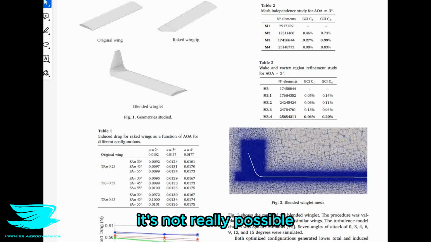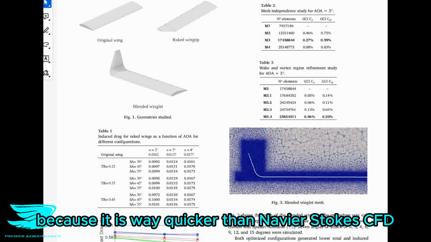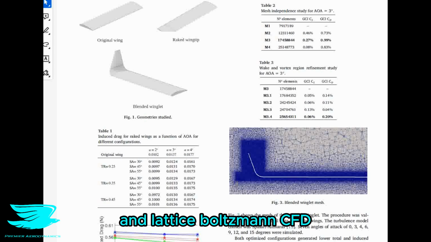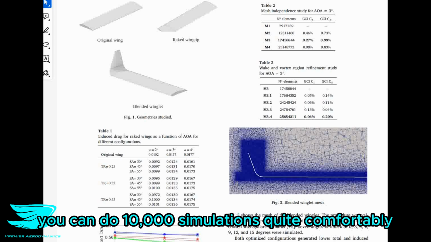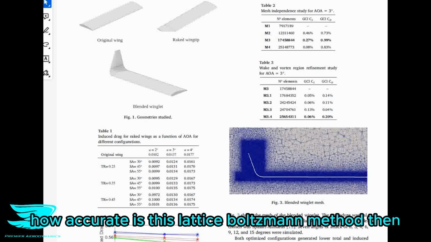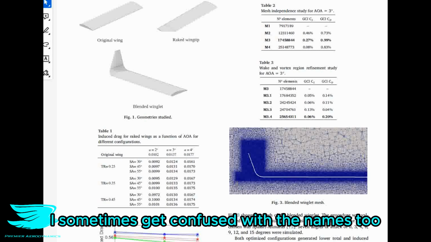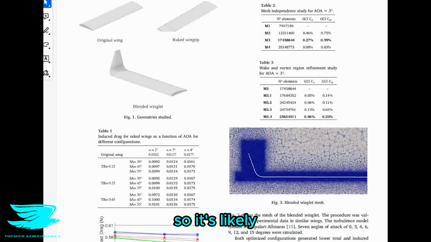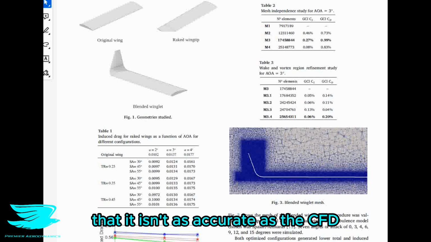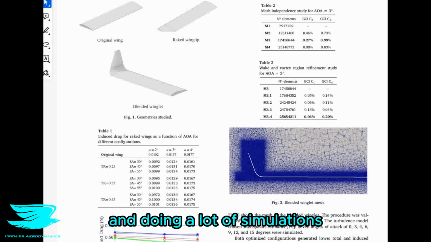It's not really possible. And that is where something like the Vortex lattice method comes into it. Because it is way quicker than Navier Stokes CFD and lattice-Boltzmann CFD, you can do 10,000 simulations quite comfortably. The question then becomes, well, how accurate is this Vortex lattice method? Sorry, not lattice-Boltzmann, Vortex lattice method. I sometimes get confused with the names too. So it's likely that it isn't as accurate as the CFD, but it is the best option for doing genetic algorithms and doing a lot of simulations.